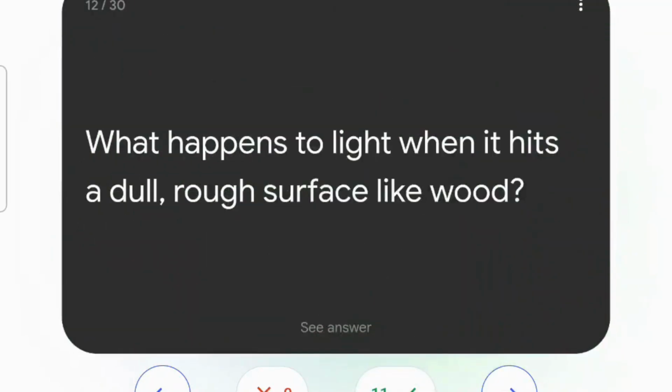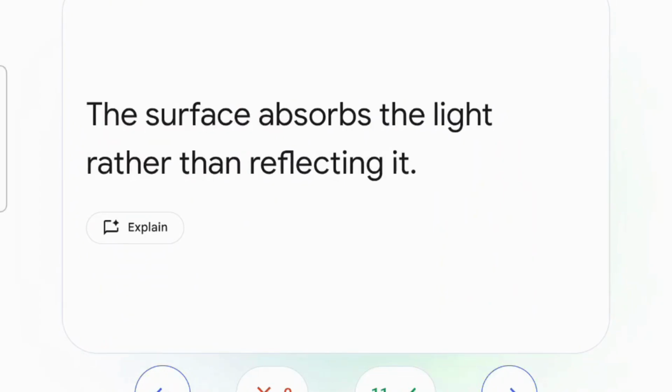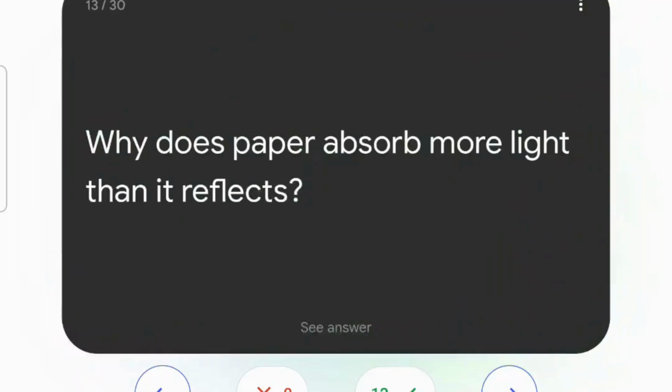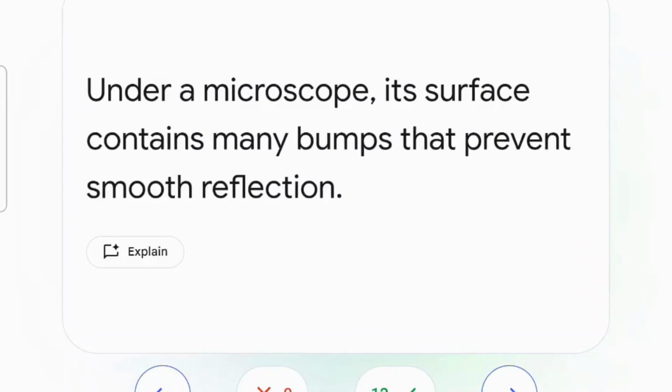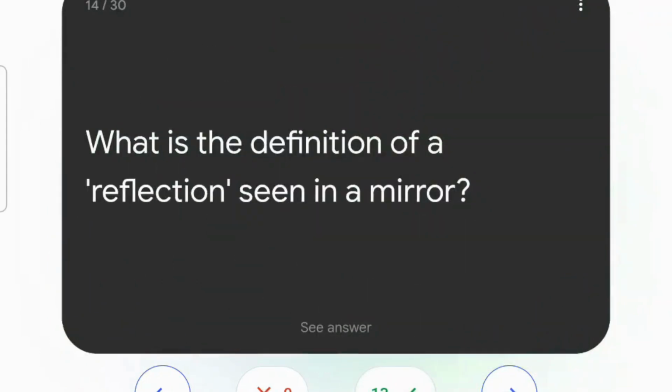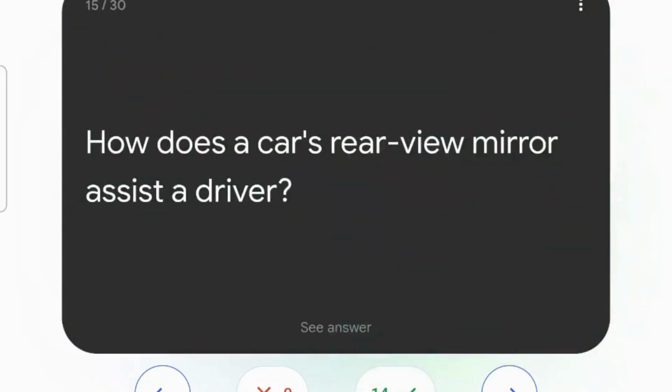What happens to light when it hits a dull, rough surface like wood? The surface absorbs the light rather than reflecting it. Why does paper absorb more light than it reflects? Under a microscope, its surface contains many bumps that prevent smooth reflection. What is the definition of a reflection seen in a mirror? An image.